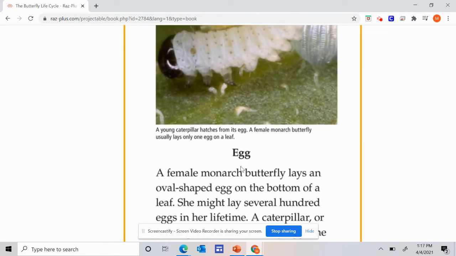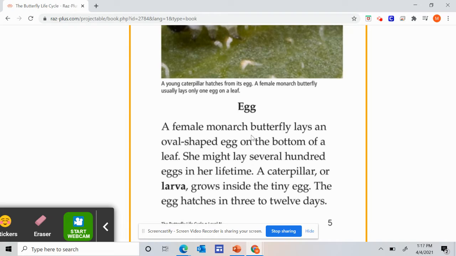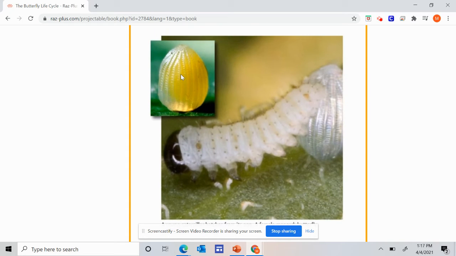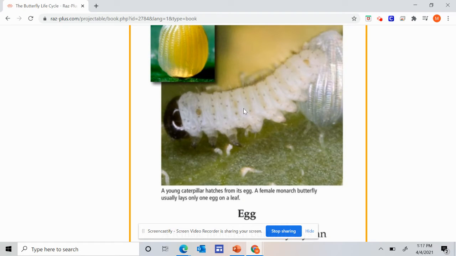Egg. A female monarch butterfly lays an oval-shaped egg on the bottom of a leaf. She might lay several hundred eggs in her lifetime. A caterpillar or larva grows inside the tiny egg. The egg hatches in 3 to 12 days. So here's the egg, and then the larva or the caterpillar hatches from the egg. It says a young caterpillar hatches from its egg. A female monarch butterfly usually lays only 1 egg on a leaf.